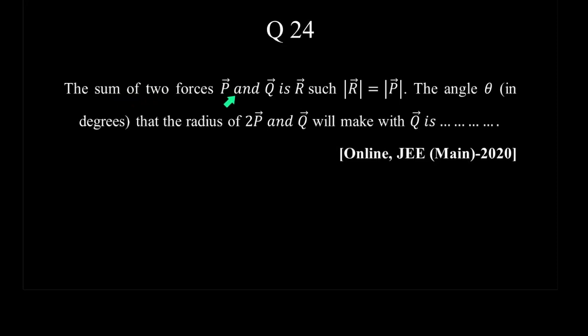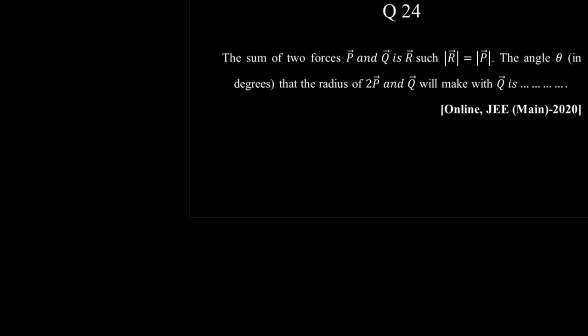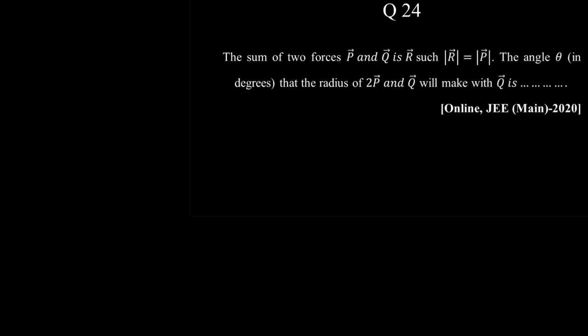The sum of two forces, vector p and vector q, is r, such that the resultant r is equal to p. We have discussed this particular topic, resultant of two vectors being equal to one of the vectors, at least 5 to 6 times during the whole series. So, what is the first conclusion when the resultant is equal to one of the vectors?